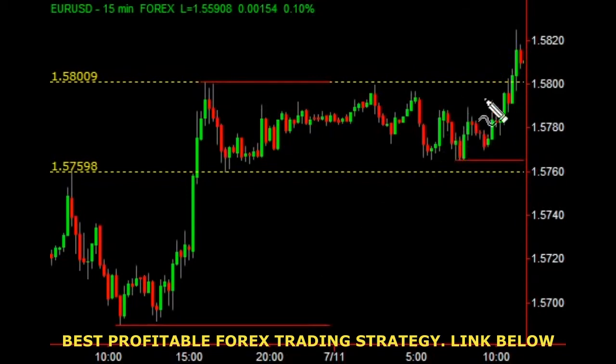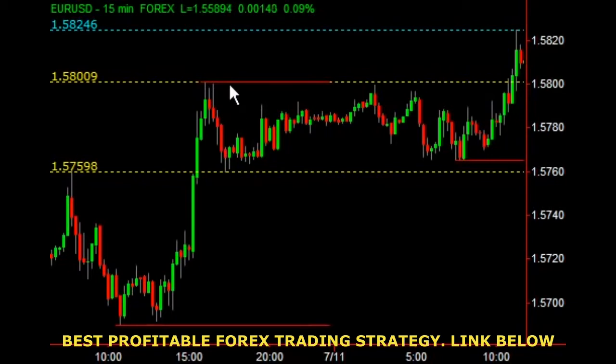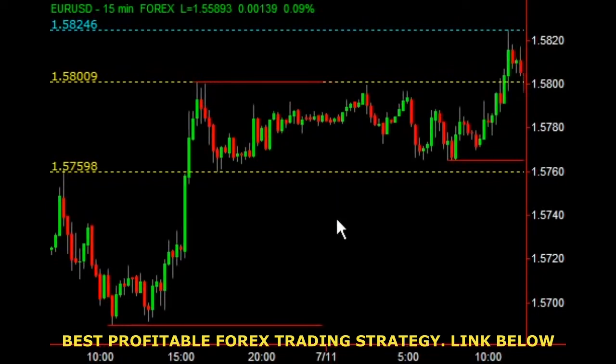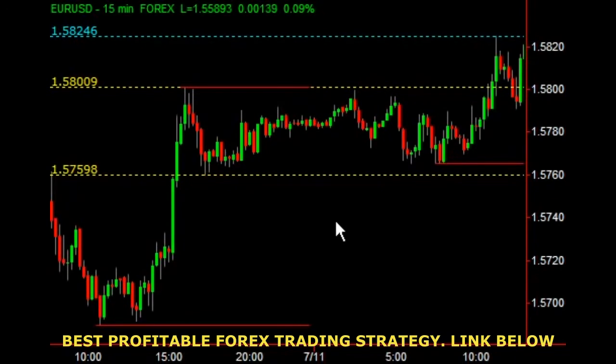The pullback for me is created by the first bar not to make a new bar high, which is there. That gives me my entry above the breakout high. So I'll be looking initially for an entry above, in this case, 158.24. As I'm buying, I need to take the spread into consideration, and I'm going to be looking to buy above 158.24.